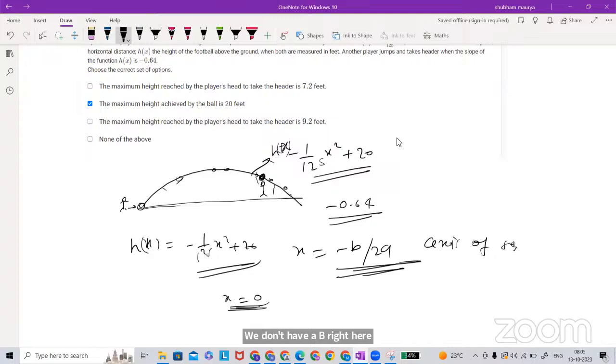So what is going to be the y value? 20. You substitute here, that is going to be 20. So the maximum height you got, h(x) is the height.